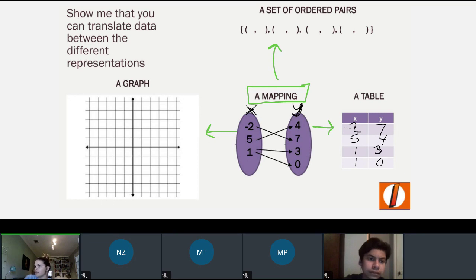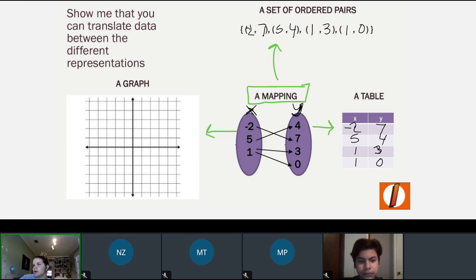Now we're going to write them as ordered pairs. Some of y'all have been doing that. That's great. So we've got -2, 7, 5, 4, 1, 3, and 1, 0. I didn't leave myself very much space here, did I?